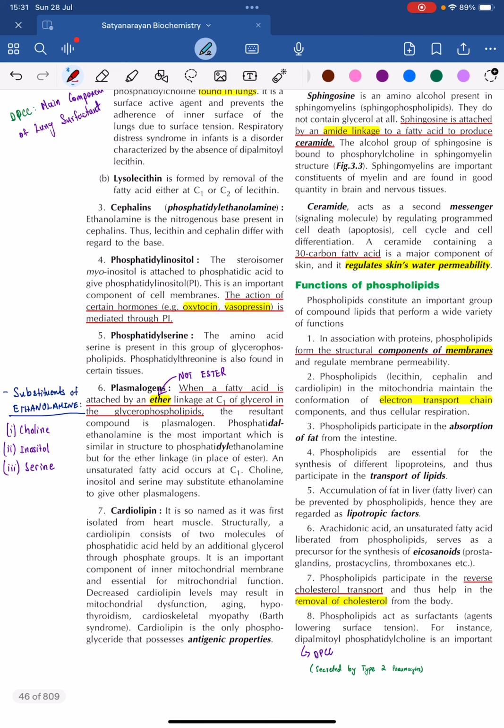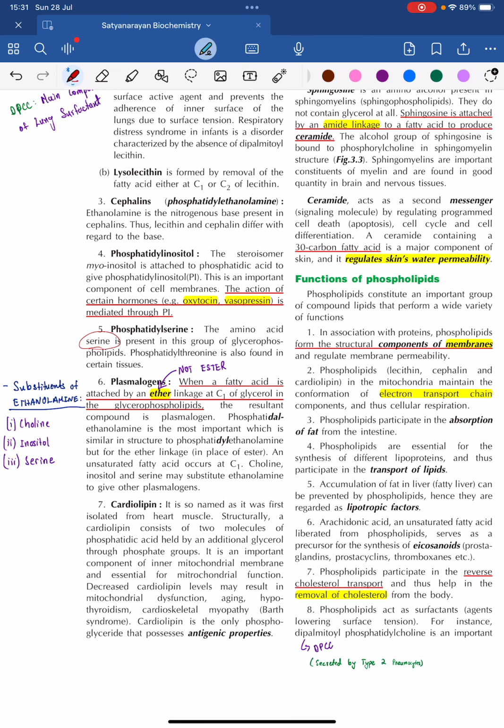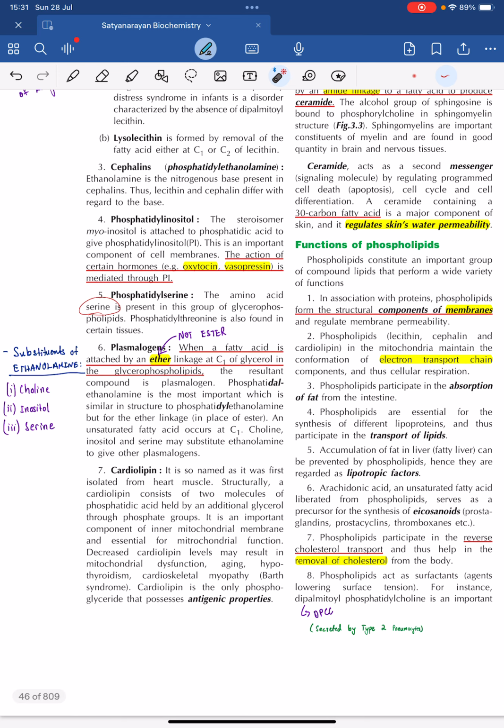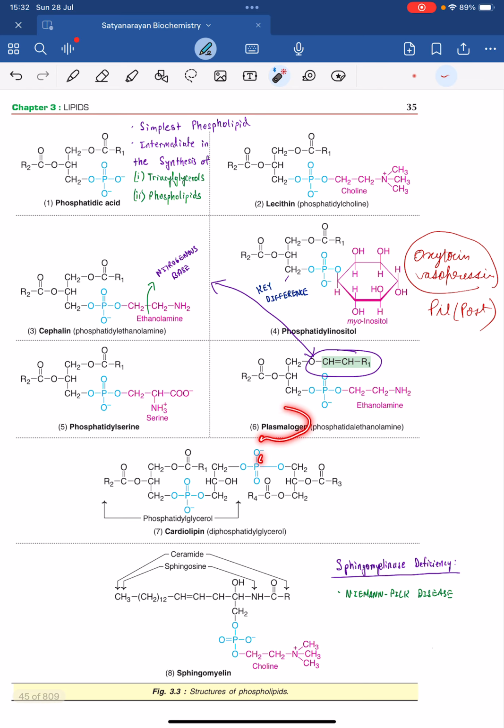Next we have phosphatidyl serine. The amino acid serine is present in this group of glycerophospholipids. Phosphatidyl threonine is also found in certain tissues. Plasmalogens. When a fatty acid is attached by ether linkage at C1 of glycerol in glycerophospholipids, the resultant compound is plasmalogen. Here in the C1 we do not have an ester linkage but rather an ether linkage.